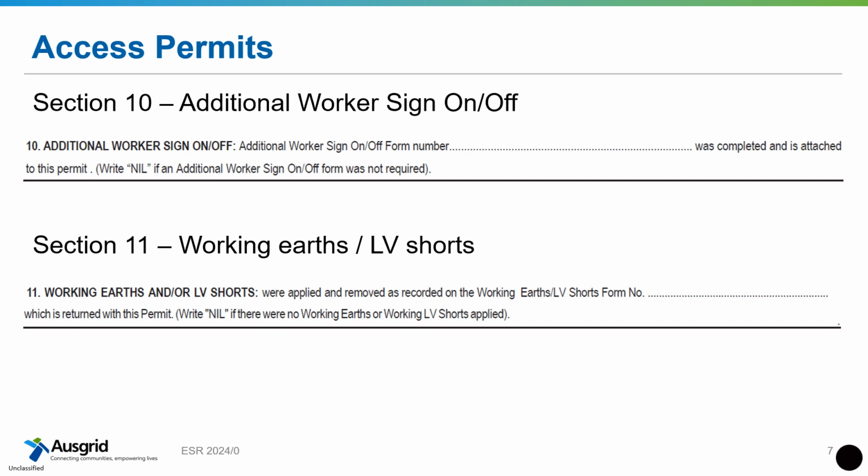The recipient must now track the application and removal of all working earths and/or working low voltage shorts on a working earths and LV shorts form. The recipient is no longer required to or able to record a single set of working earths or working low voltage shorts on the access permit. In section 11, the recipient must record the working earths and LV shorts form number if a form was used, or write nil if no working earths or working low voltage shorts were applied.